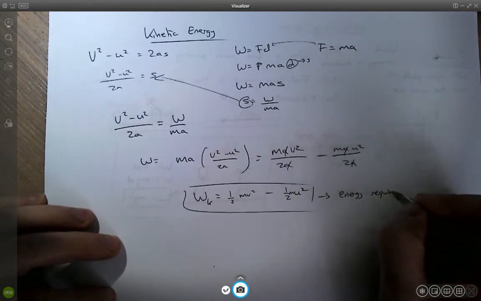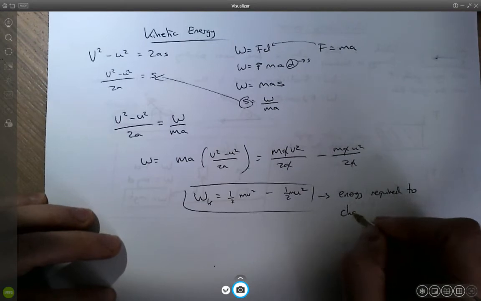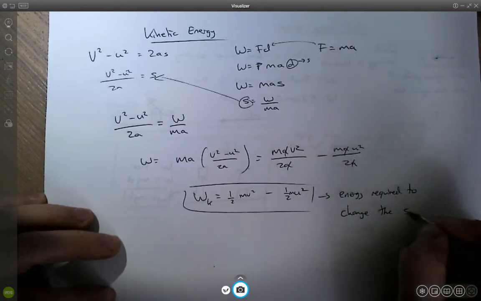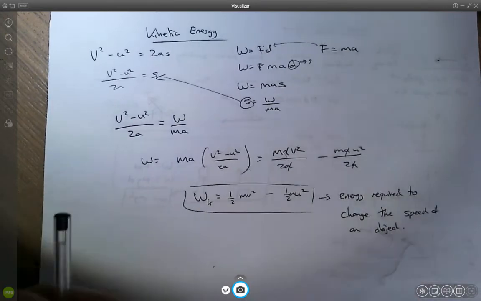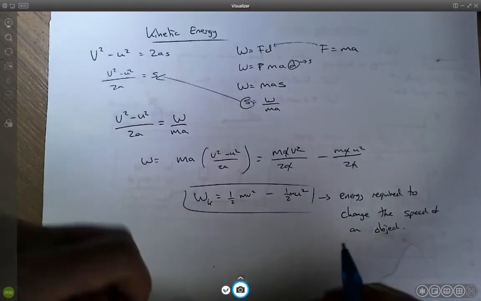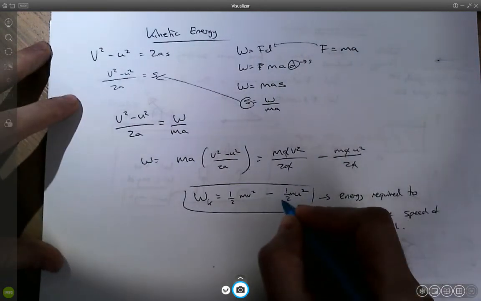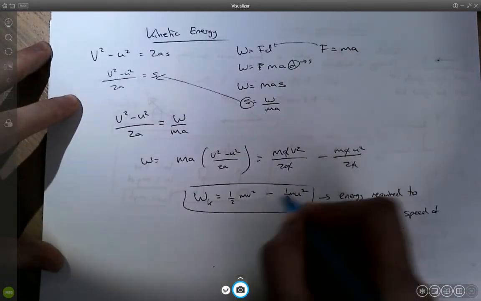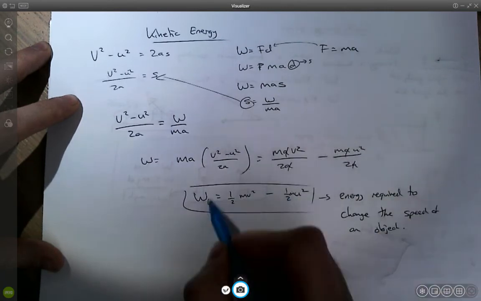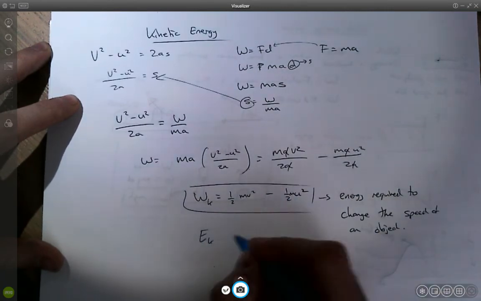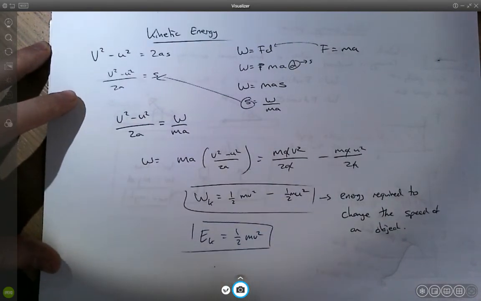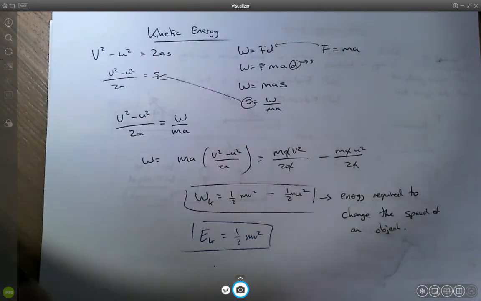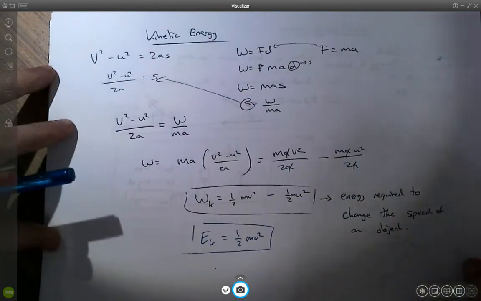So this is obviously the energy required to change the speed of an object. If the object is moving at a constant speed, then obviously there is no u. We've just got the final velocity, so it simplifies to half mv squared. A couple more small things to go over. Something else that is incredibly useful to use.